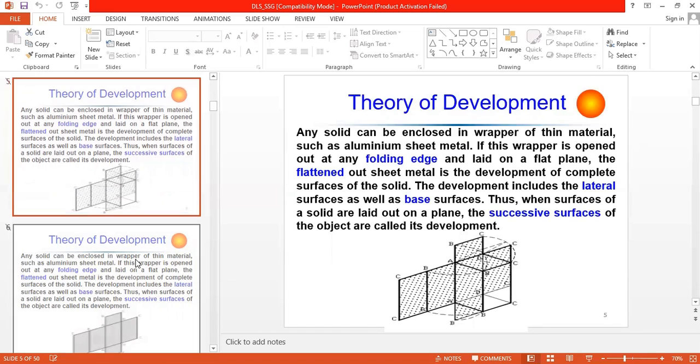Then what is the theory of development? Any solid can be enclosed in a wrapper of thin material such as aluminum sheet metal. If this wrapper is opened out at any folding edge and laid on a flat plane, the flattened-out sheet metal is the development of the complete surface of the solid. The development includes the lateral surfaces as well as the base surface. Thus, when the surfaces of the solid are laid out on a plane, the successive surfaces of the object are called its development.